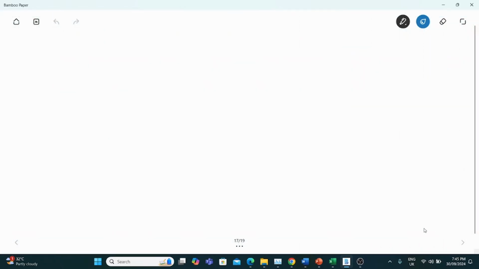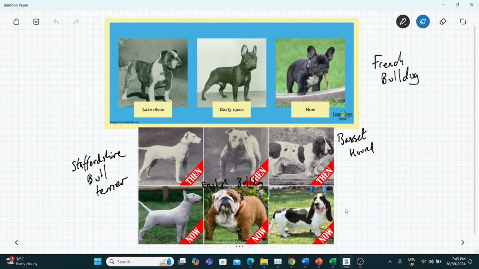Now they do this with dogs as well, and as you can see with these dogs, you've got the French Bulldog, and it's gone from looking like that in the late 1800s to looking like this today. And unfortunately, because of the amount of inbreeding that you have to do to get these desired characteristics, all these dogs have all sorts of health issues. So that's why I said it's better to have an animal from the outside, so you're not just breeding brothers and sisters together, because you end up with all sorts of genetic problems and health problems.